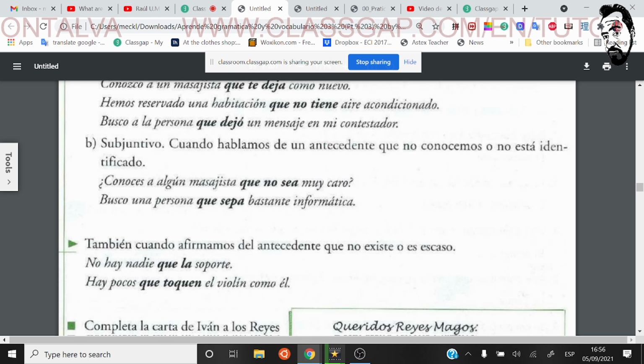Also, when we say that something or a kind of person is very lacking or very hard to find, you also might use subjunctive. For example, no hay nadie que la soporte. So there isn't any man who can put up with her. Because I say nobody, nadie, I use subjunctive, soporte.